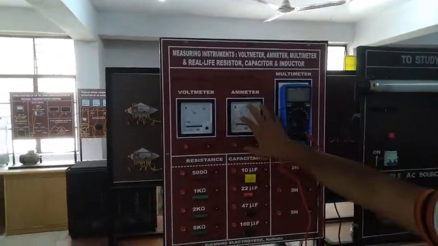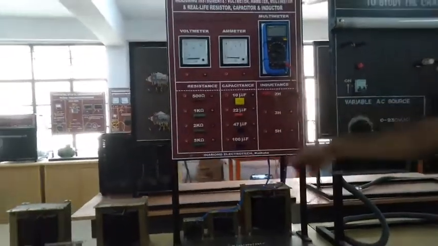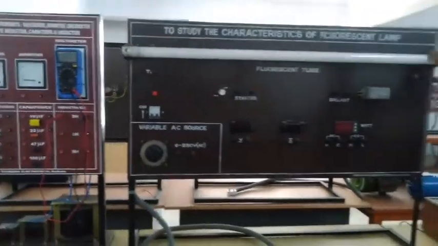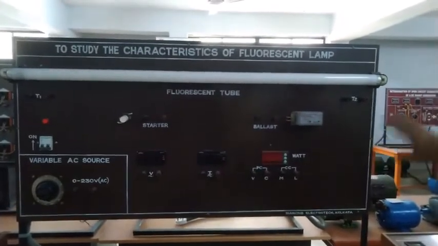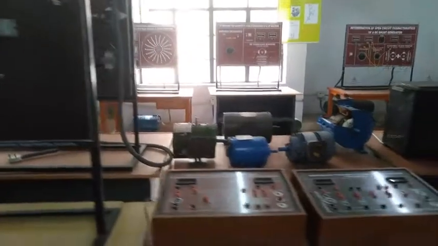This is a voltmeter and ammeter. These are resistances of different ratings, and capacitances and inductances. This is to study the characteristics of the fluorescent lamp. This is the fluorescent lamp. These are the different instruments of this board. This is to study the RLC parallel circuit.